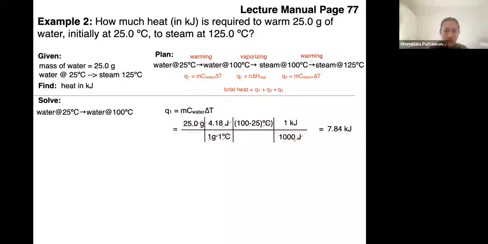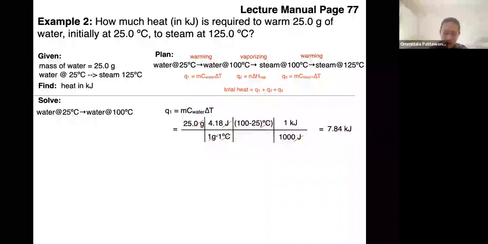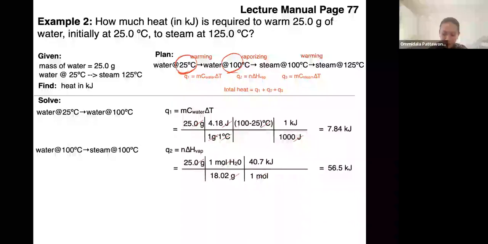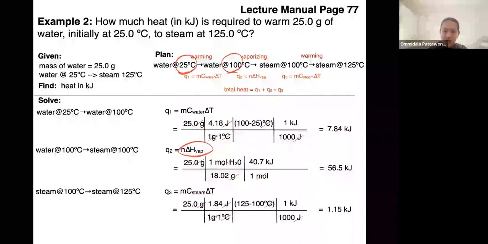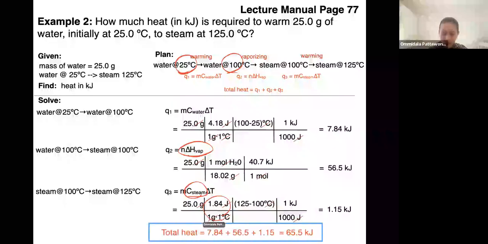The first one, you are going to use mCΔT because it involves a temperature change. And then the second one, you are going to use the heat of vaporization. And then the last one, you're going to use mCΔT, but it's the specific heat of steam instead. And then you are going to add them all together. So this would be your final answer.